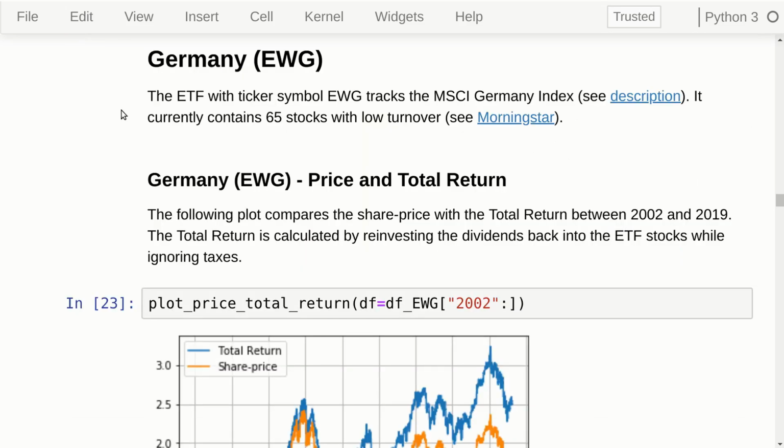So now let's look at the stock index for Germany. And this is tracked with the ETF with the ticker symbol EWG, which currently contains 65 stocks and has a very low annual turnover, so only few of these stocks get replaced each year.